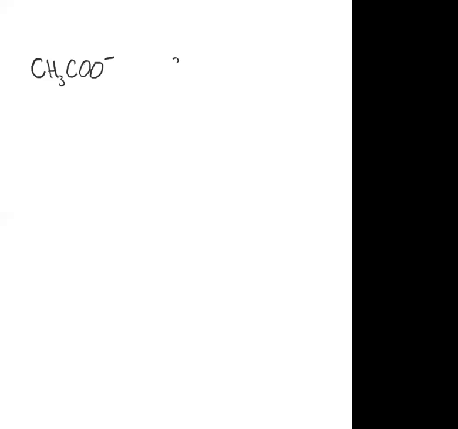This is called the acetate ion. Okay, so first step, let's count the number of valence electrons. Okay, so we have carbon, group 4A, 4 electrons, but there's 2 of them, right? There's 2 carbons in there, so times 2 is 8.